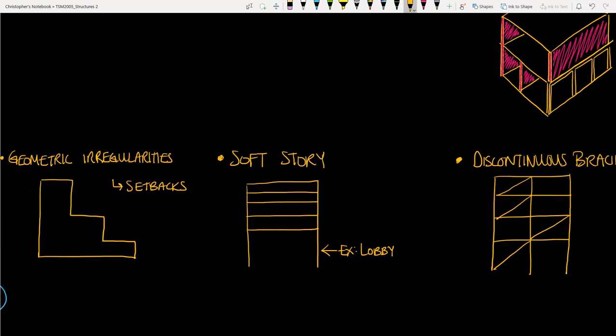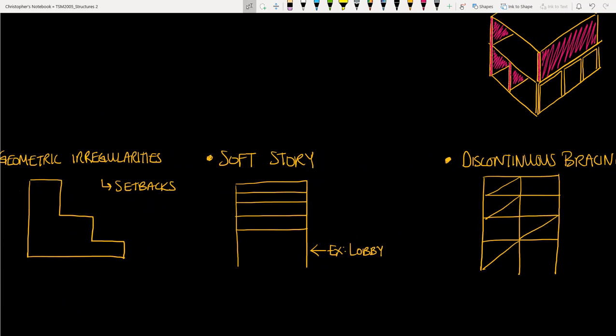Next we have soft story. Soft story occurs when you have one floor that is drastically taller than another floor. If you can imagine this building subjected to seismic motion, this bottom floor is going to be much less stiff than the upper floors. This happens pretty regularly with buildings in cities that like to have a tall open lobby on the first floor and tightly packed offices or residences on the upper floors.